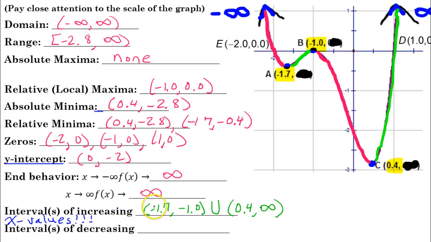Now for the decreasing intervals, all right, which are these red portions. So the first one goes from negative infinity to negative 1.7. And the second one goes from negative 1 to 0.4. All right, and we'll put that union in between. And that is how you analyze a function.